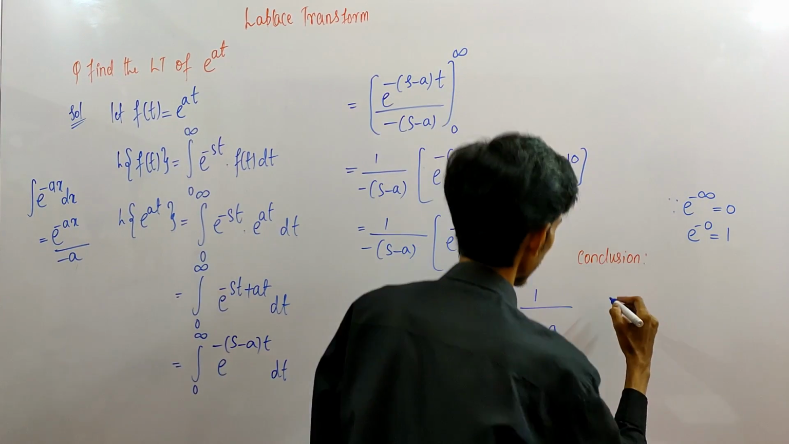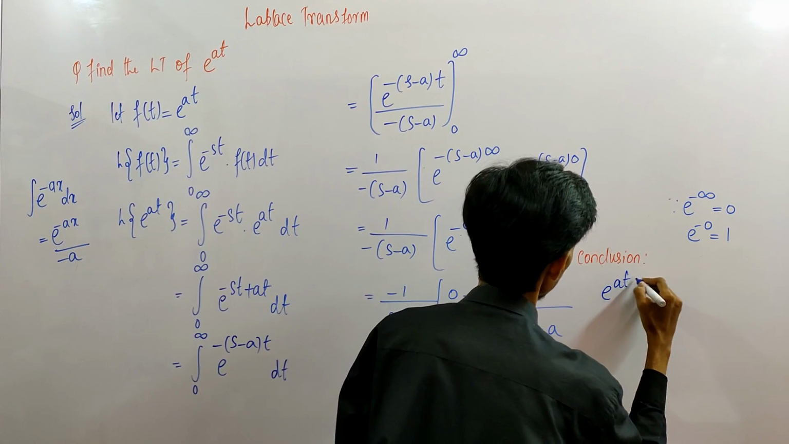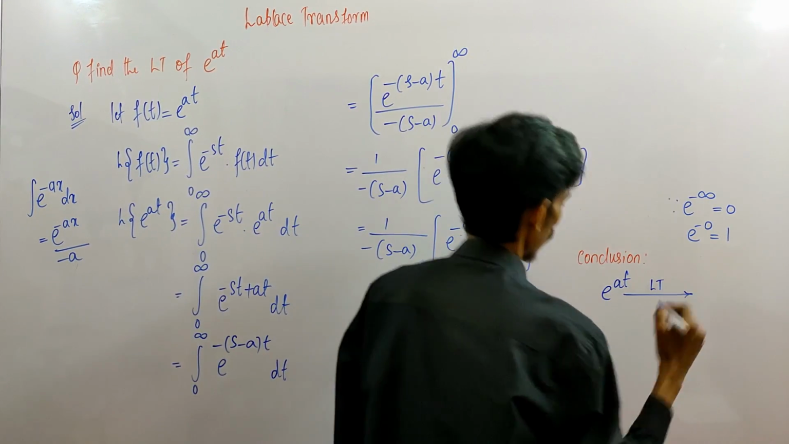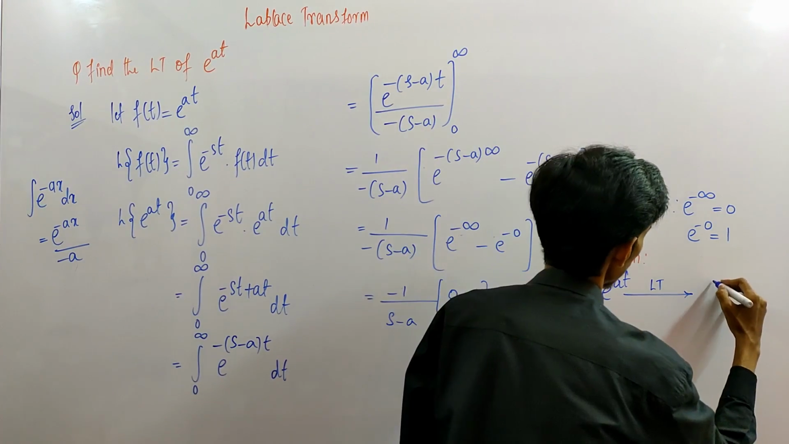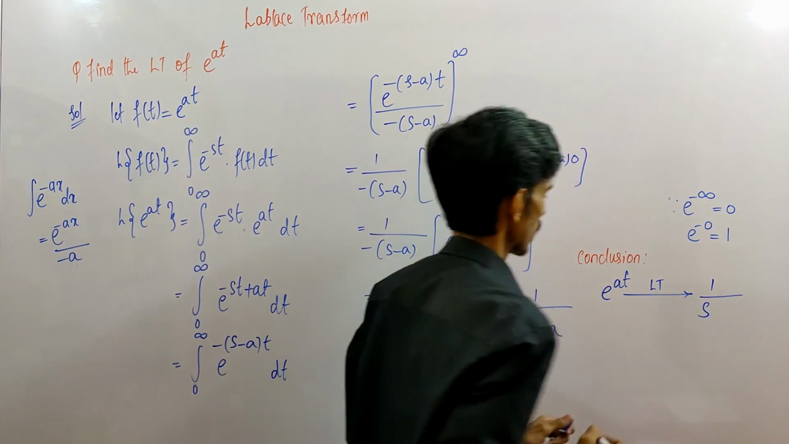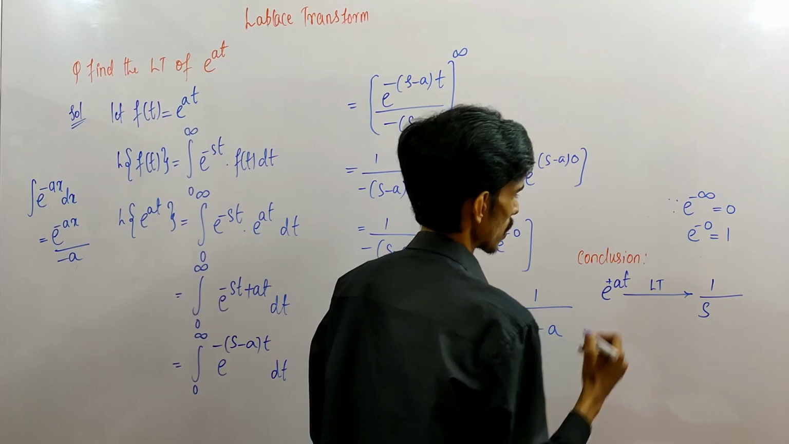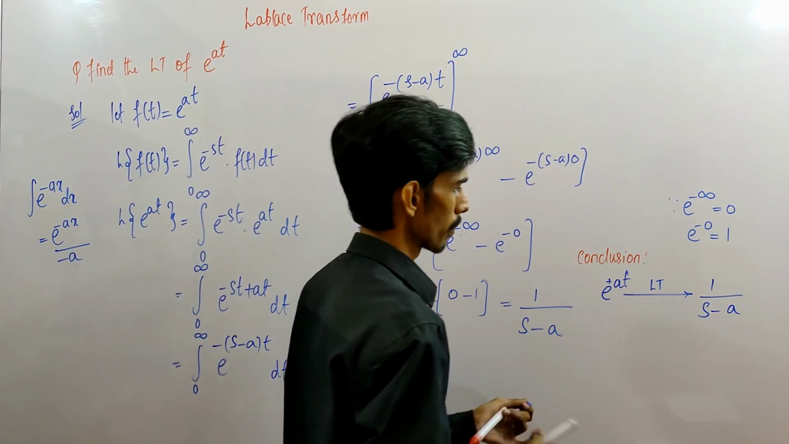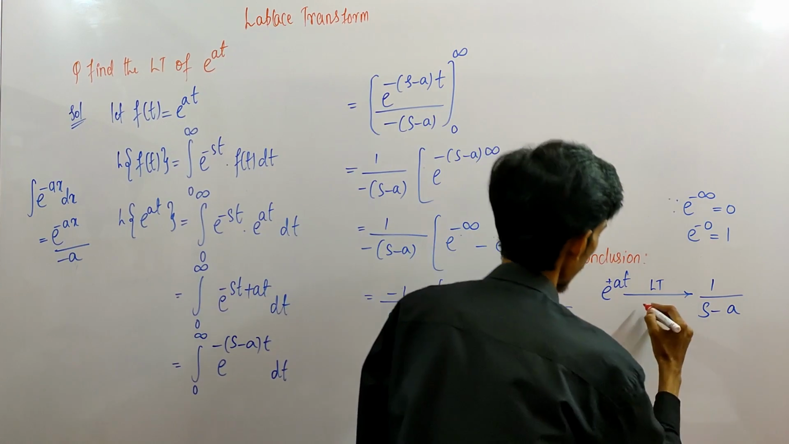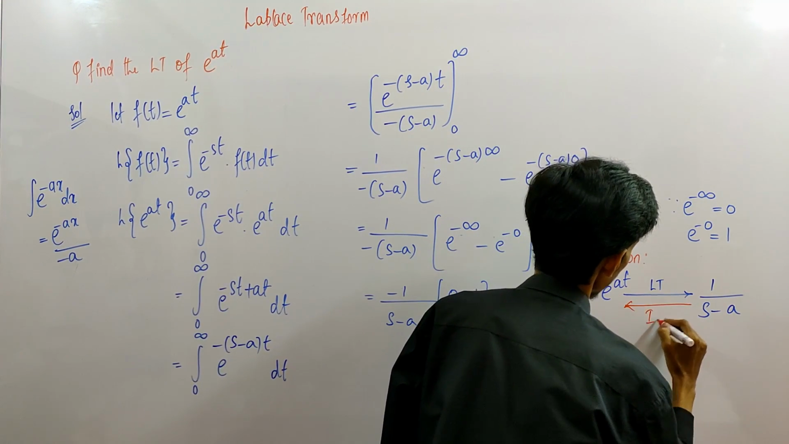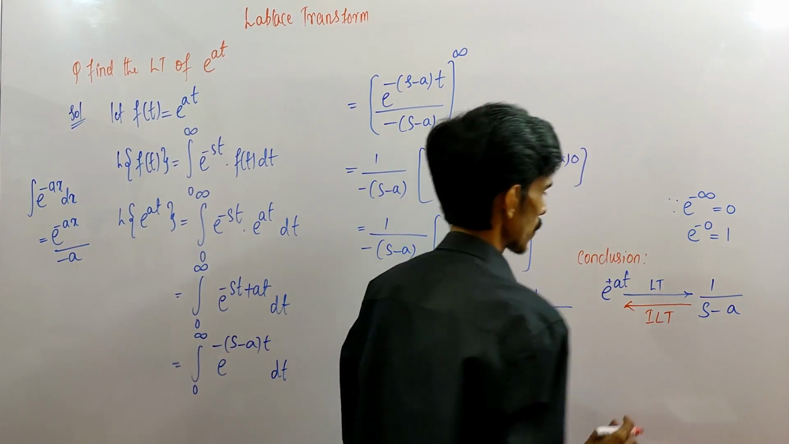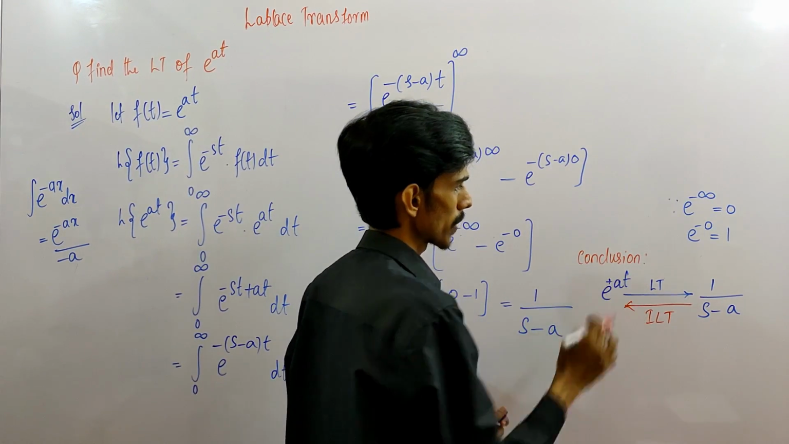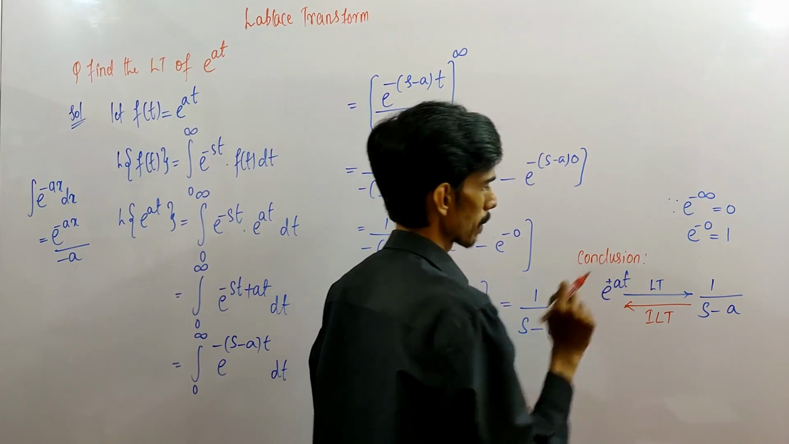We have the exponential function e power of at. We got the Laplace transform of e power of at as 1 by s minus a. Here plus a is there, so take minus a here. Similarly, the inverse Laplace transform, ILT, of 1 by s minus a is e power of plus at. Here we have minus, then take plus.